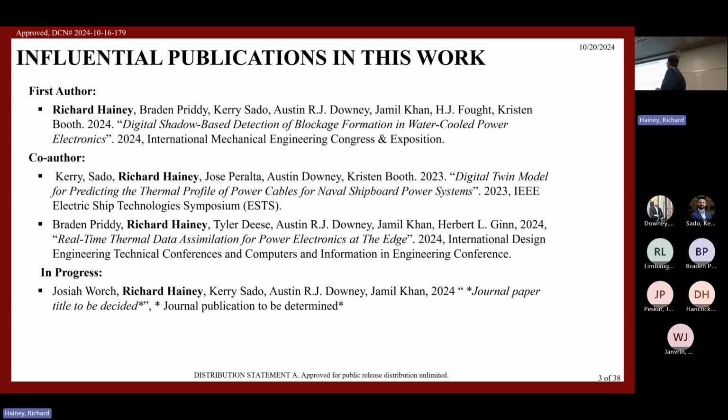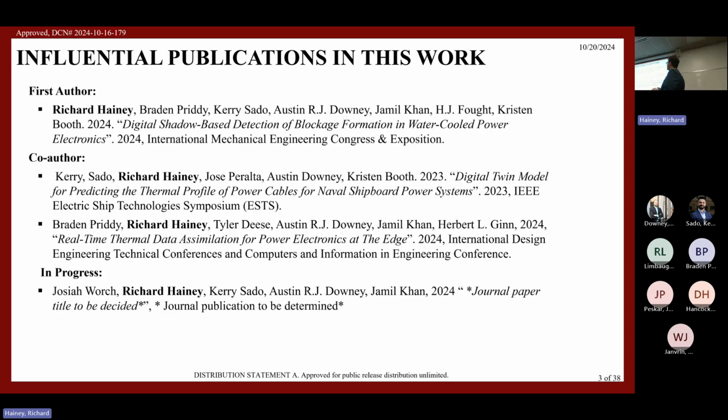The other one is real-time thermal simulation for power electronics at the edge. I co-authored this paper with Brandon Pretty, and since he couldn't make it, I gave a presentation on this at the IDETC conference in Washington, D.C., like a month ago, I believe, or a month and a half ago.